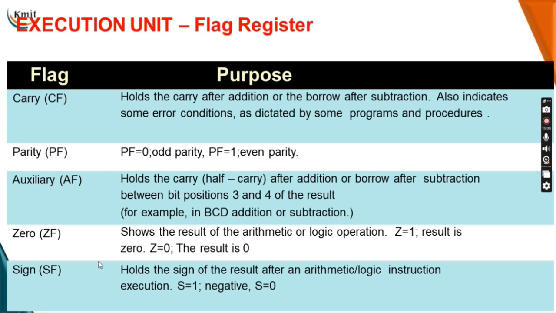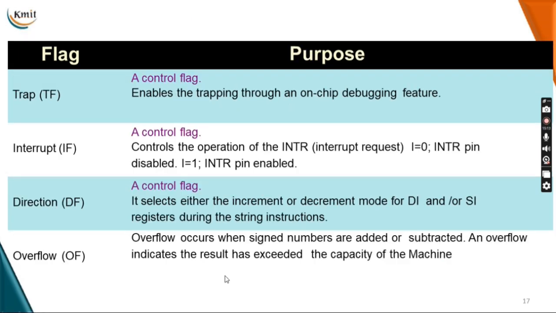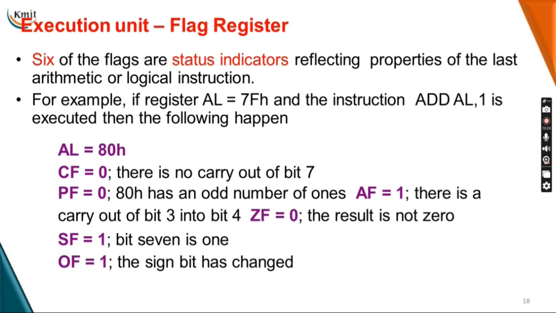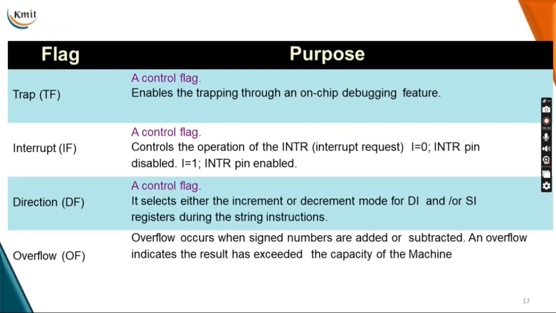Sign flag: it tells the sign, whether the output is a negative number or a positive number. And the last, the overflow flag: when you are going for addition or subtraction of signed numbers, it shows an overflow, indicating that it is exceeding the capacity of the machine. There are 6 flags, and the last register, which we are going to discuss in the next class, is the memory registers. Okay.